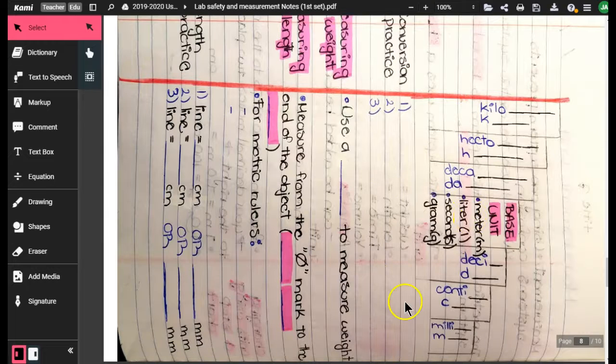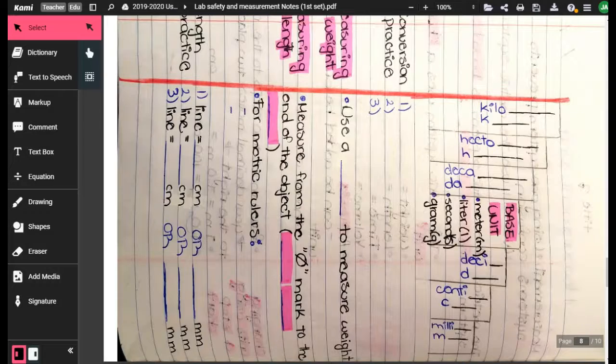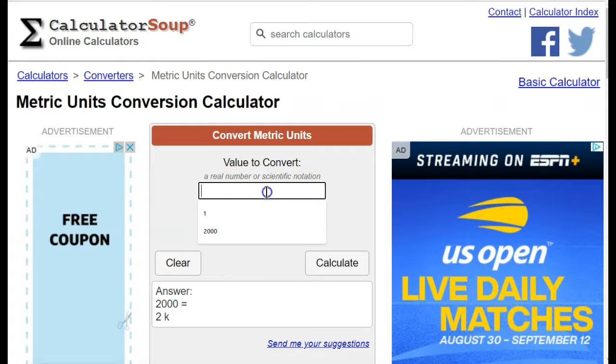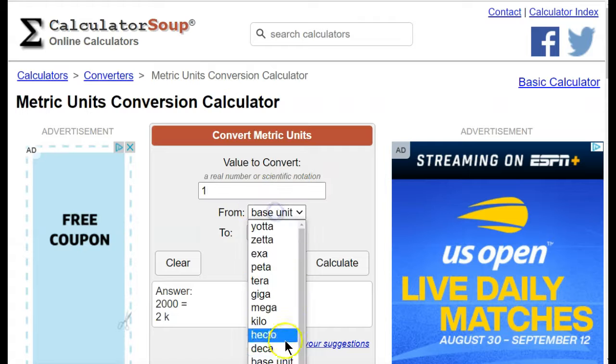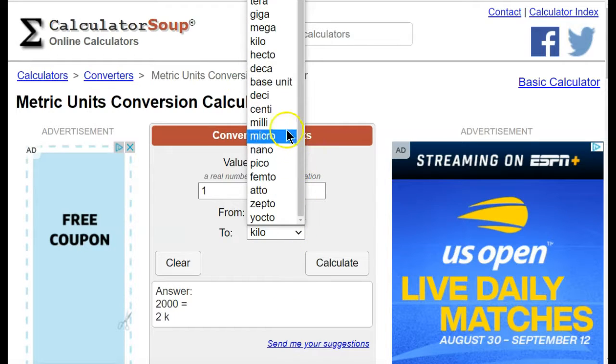So this comes in handy. Let's use something practical. Here is 1 gram and I want to convert it over to milligrams. This is the base unit because it's just 1 gram. I know this is not a base unit because it has something in front of the gram. So we want 1 gram, which is the base unit, and we want to convert it over to 1 milligram.